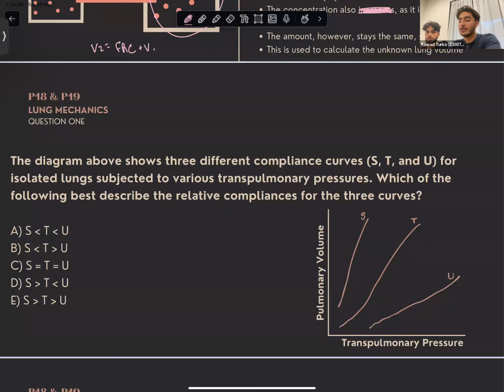Now, P18 and P19, lung mechanics. The diagram shows three different compliance curves, S, T, and U, for the isolated lung subjected to various transpulmonary pressures. Which of the following best describes the relative compliances of the three curves?